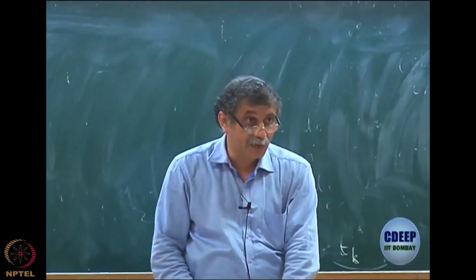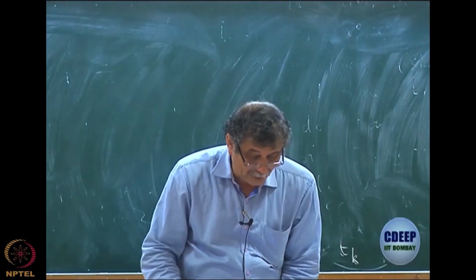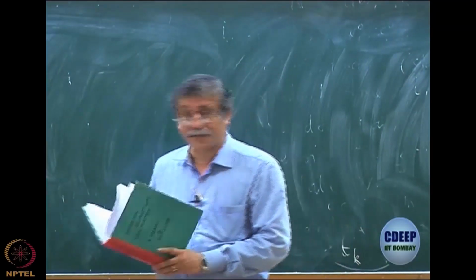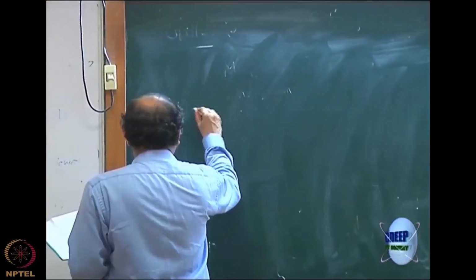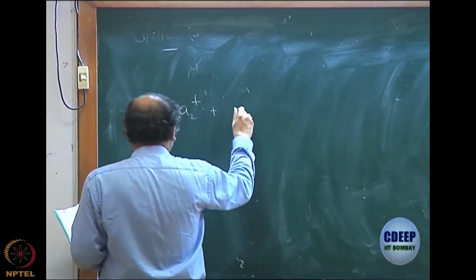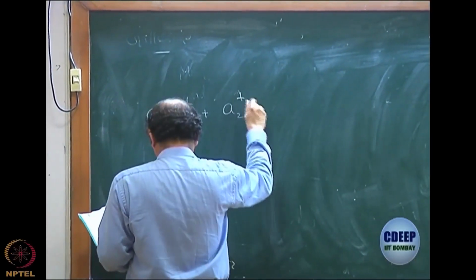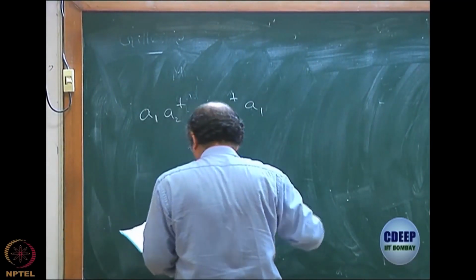Look at the exercise, because we are not going to do lots of problems, but I can give a few exercises for practice from Szabo and Ostlund. Again, you should do that. So, for example, a_1 a_2 dagger plus a_2 dagger a_1, this is something that you can just practice.